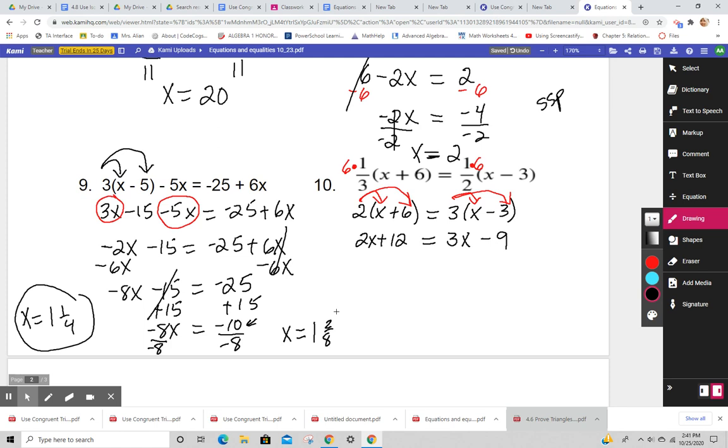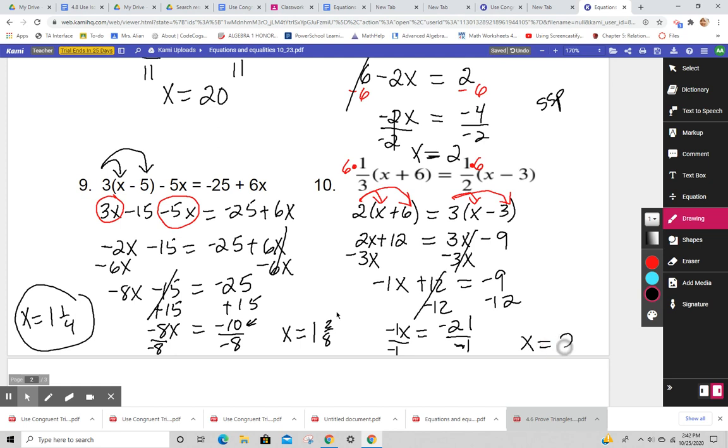Now let's get all of our x's on the same side. So let's subtract 3x from both sides. So we'll have negative 1x plus 12 equals negative 9. Let's subtract now 12 from both sides so we can solve for x. So we'll have negative 1x equals negative 21. Divide by negative 1. This is SSP again, so x is going to be positive 21 because you're dividing by the same sign.